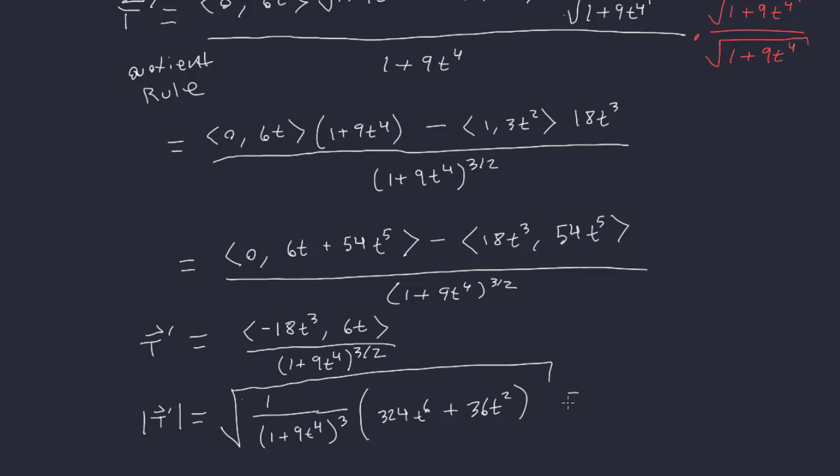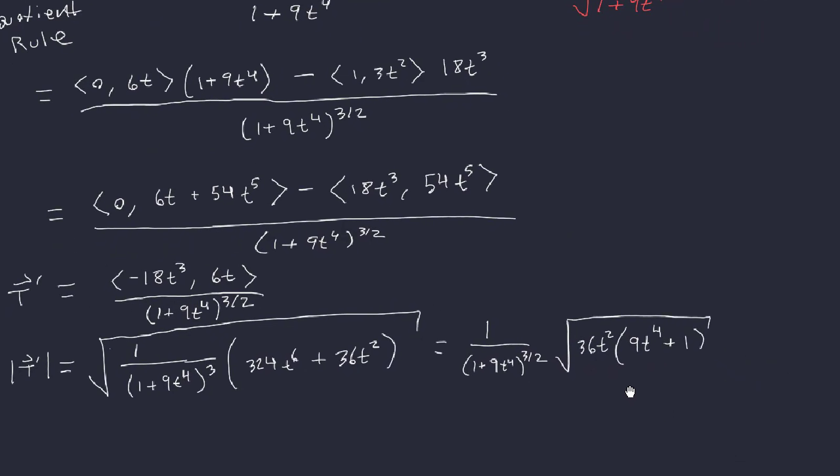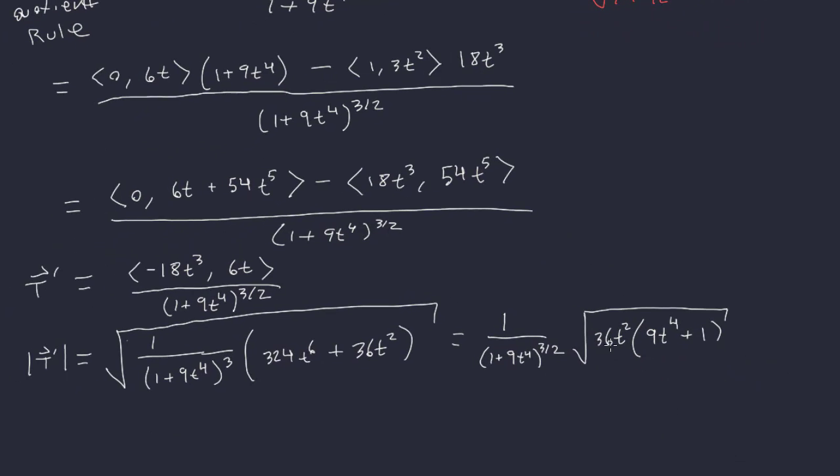All right, and let's simplify this down. So here's something interesting. When we break this apart, this is just going to go right back to being 1 plus 9t to the fourth to the 3/2, and then we can actually factor some stuff out of this completely. When we factor out the 36t squared, what's left should look kind of familiar. Yeah, so we've got to be careful now. This becomes, I'll leave this like so.